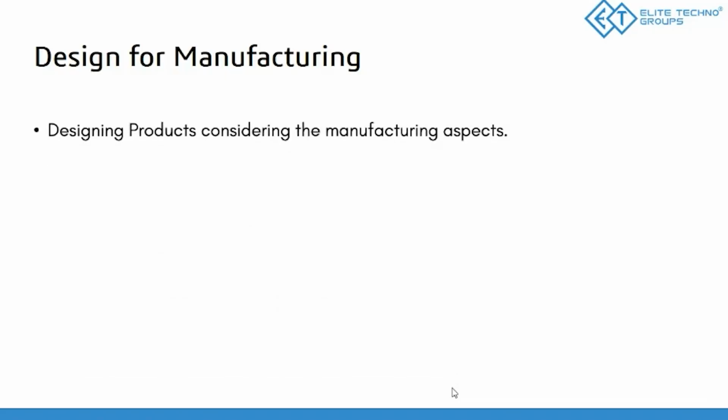Design for manufacturing essentially means that we design the products by considering the manufacturing aspects. By considering the manufacturing aspects, we have an improved manufacturability of the product. Initially, the design team would not take manufacturing considerations into account while thinking about their design, while coming up with the concept, right?